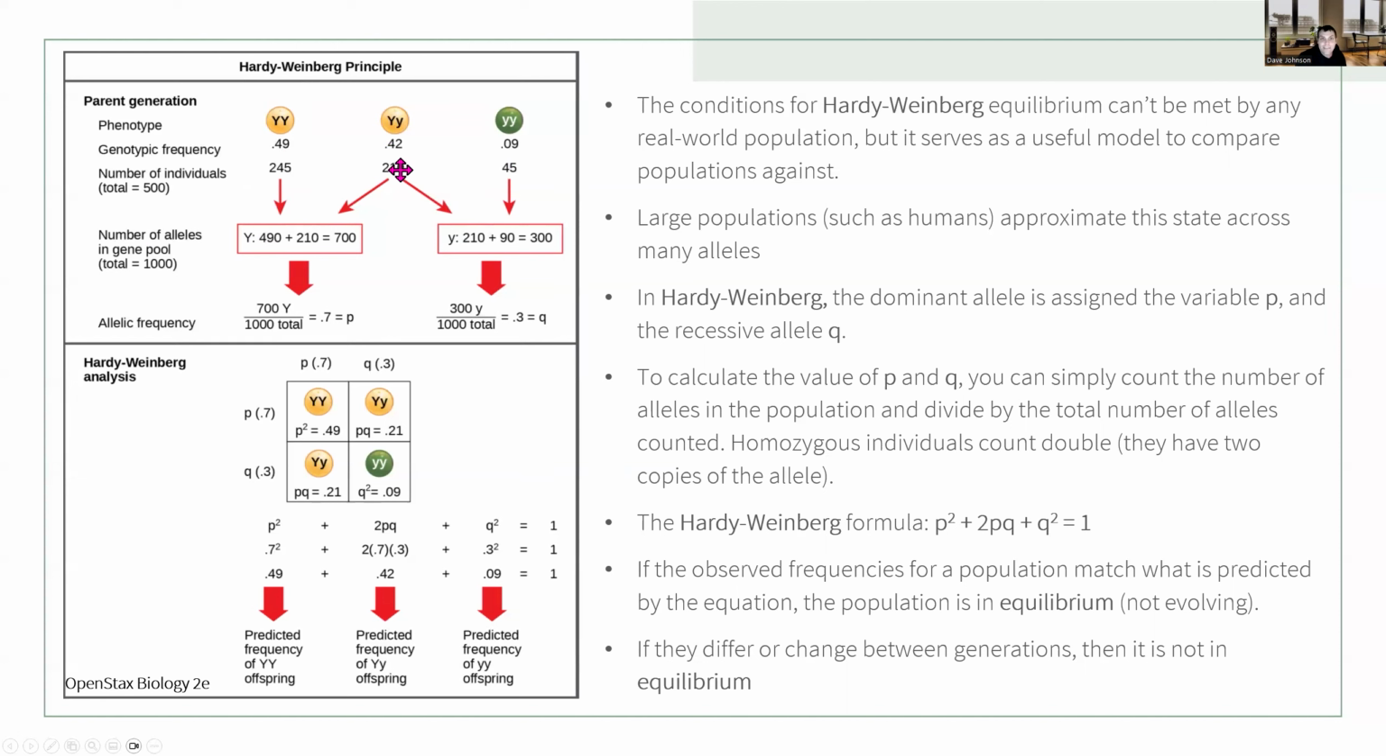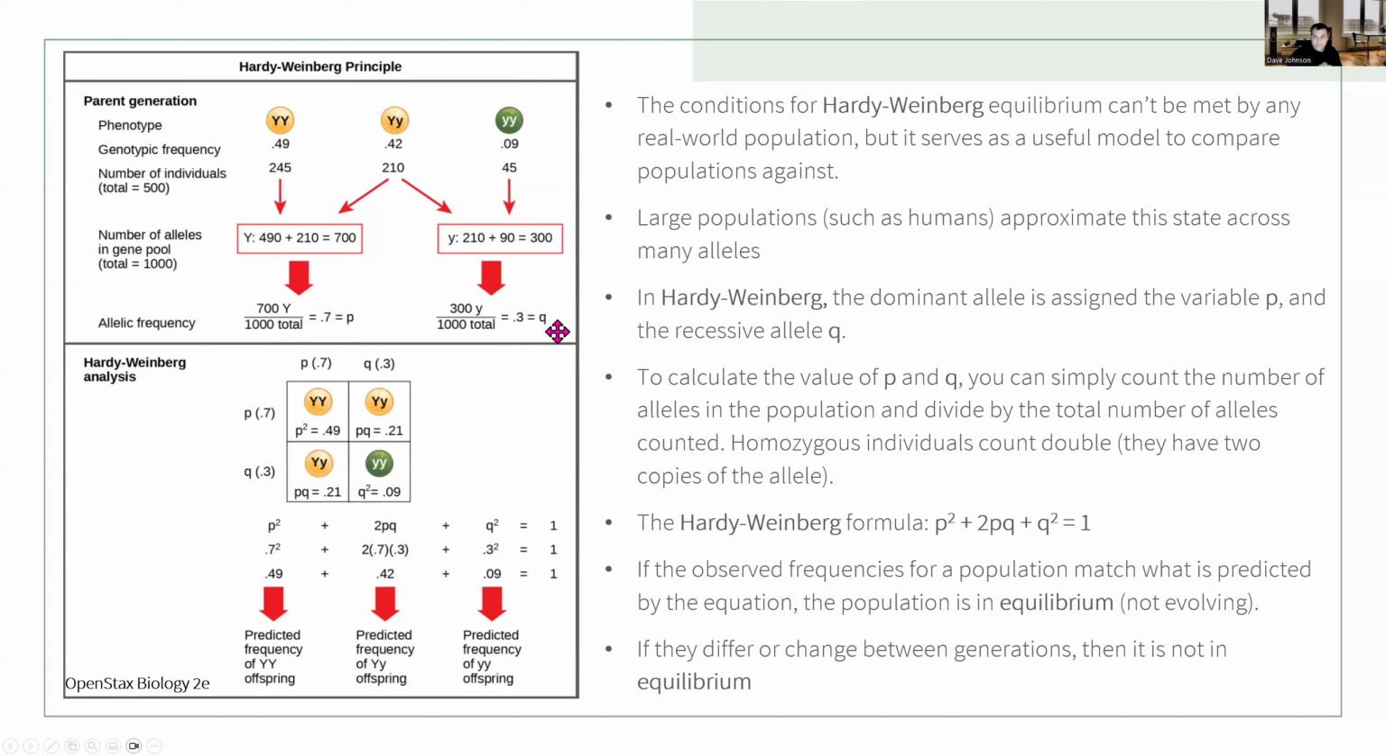We do the exact same thing. Again, 210 individuals are heterozygotes, which means there are 210 little Ys as part of that population. And then we have 45 individuals who are homozygous recessive, and that means there are 45 times 2, 90 little y alleles here, for a total of 300. We now divide those totals by the total number of alleles. 700 divided by 1,000, the allele frequency is 0.7 for P. 300 divided by 1,000 is 0.3. The allele frequency for the little y allele, or Q, is 0.3. So allele frequencies of 0.7 for P, 0.3 for Q.